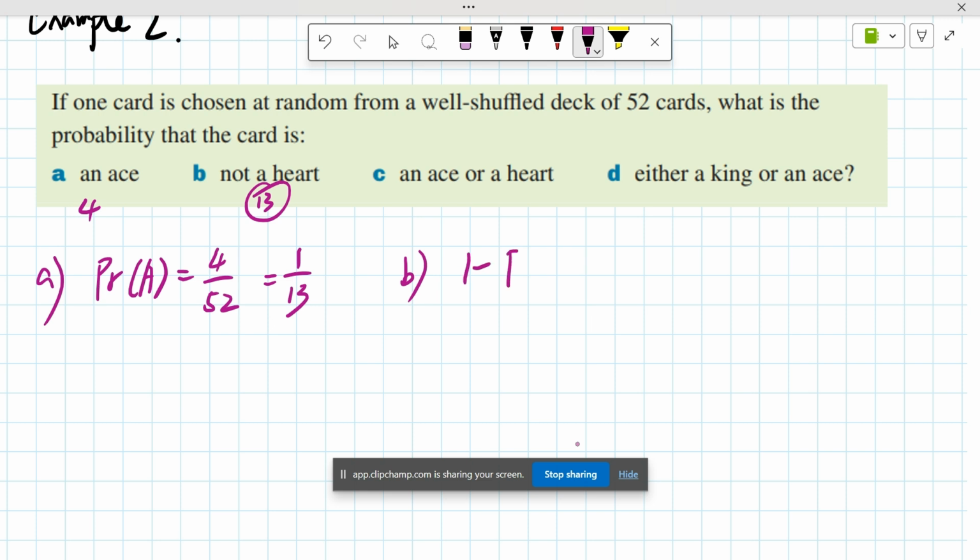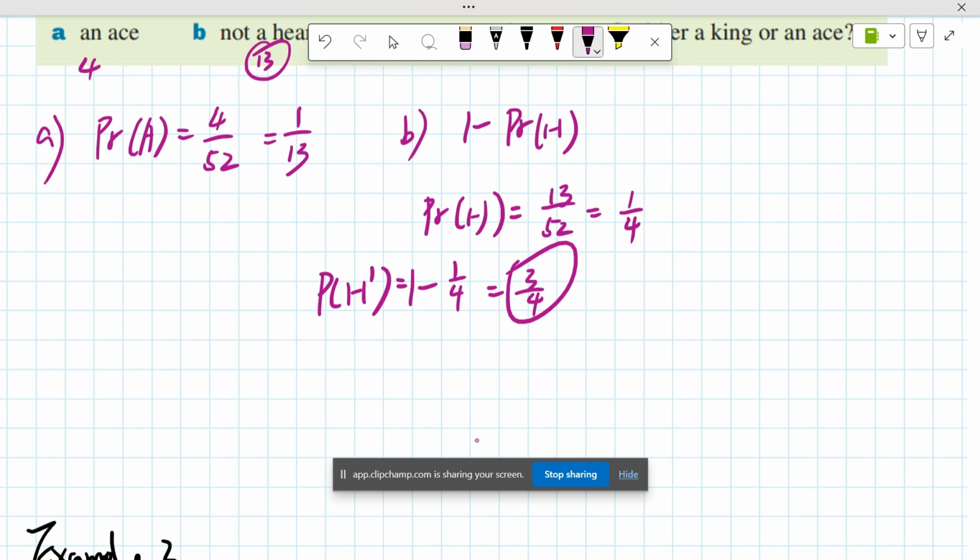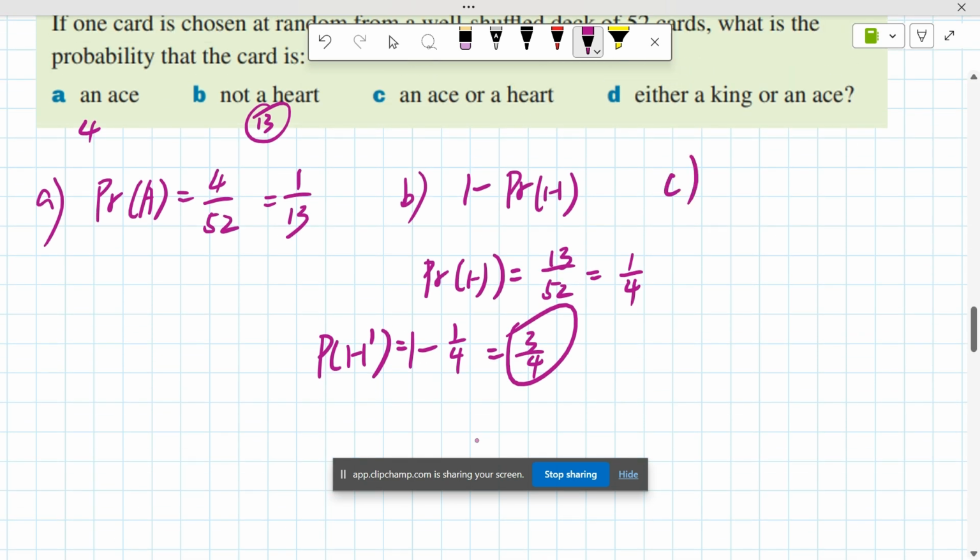So not a heart will be 1 minus the probability of a heart. What we do is probability of H equals 13/52, which is 1/4, because you have 4 different suits. Now we do 1 minus 1/4 equals 3/4. So that's not a heart, which is probability of H dash. That's not a derivative, okay? Just be aware.